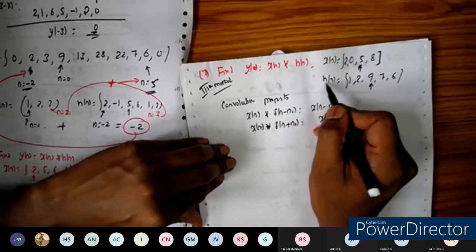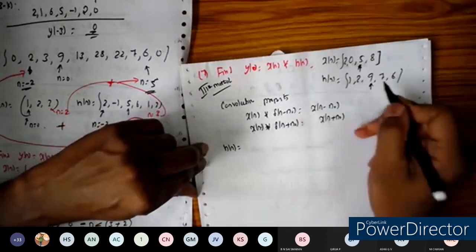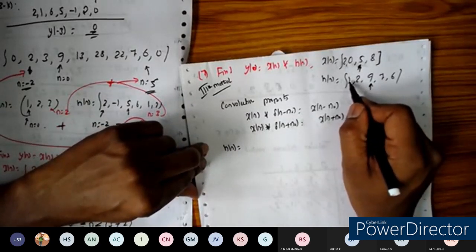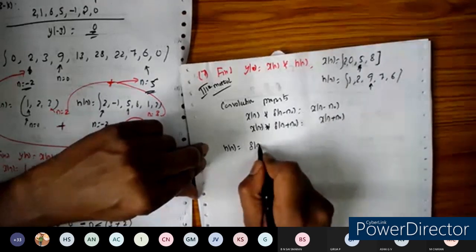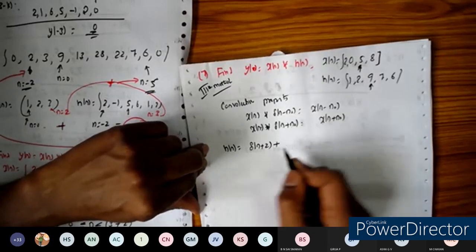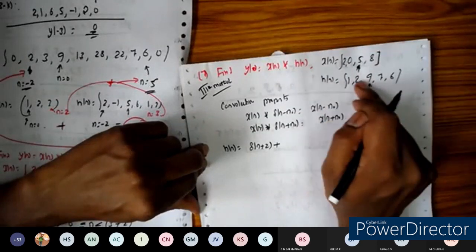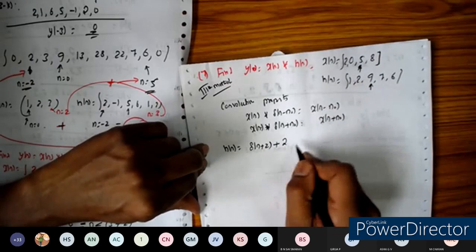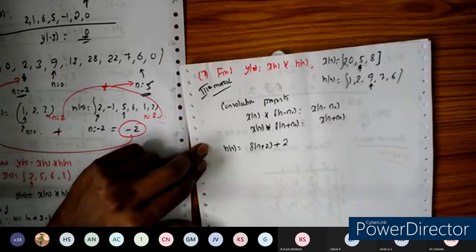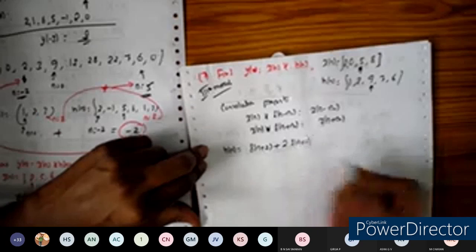I'm going to express one sequence, h of n, in terms of the impulse function. This is at n equal to 0, n equal to -1, n equal to -2. N equal to -2 becomes delta of n plus 2. Plus, this is at n equal to -1, which becomes +1 on this side. The amplitude is 2, so it becomes 2 into delta of n plus 1.